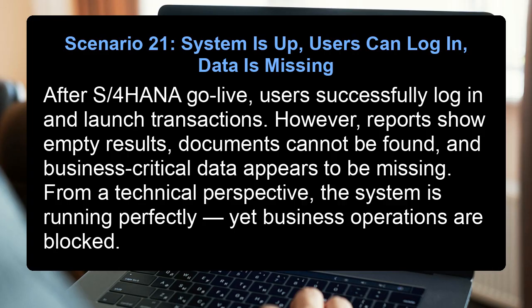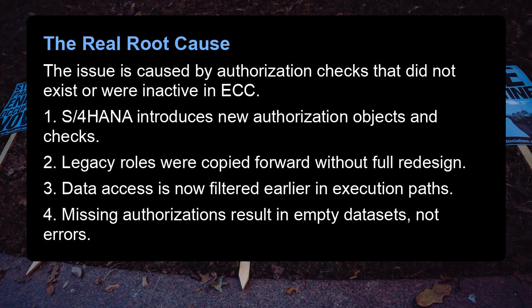From a technical perspective, the system is running perfectly, yet business operations are blocked. The real root cause: the issue is caused by authorization checks that did not exist or were inactive in ECC. 1. S4 HANA introduces new authorization objects and checks. 2. Legacy roles were copied forward without full redesign. 3. Data access is now filtered earlier in execution paths. 4. Missing authorizations result in empty datasets, not errors.